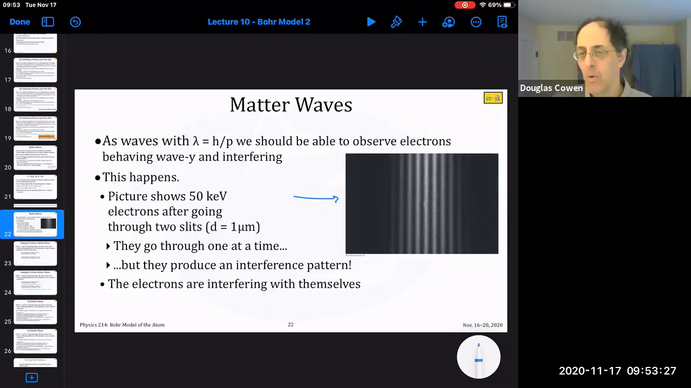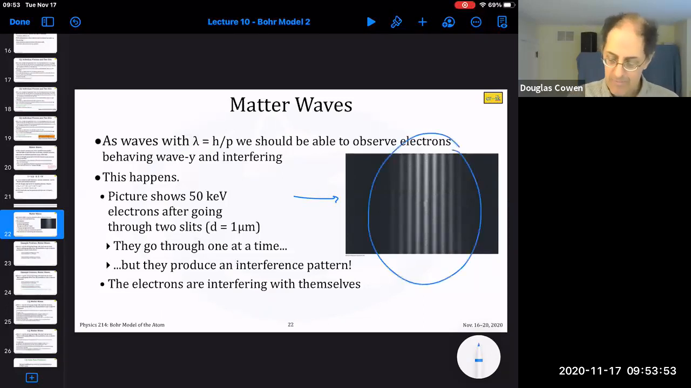And they're made one at a time, ripped off of some source, some metal. And then they're accelerated through 50 kilovolts. And then they're sent through these two slits, which are separated by one micron. And they go through one at a time. But because they have a wavelength, they produce this interference pattern shown here. So this pattern shows you where the electrons have hit the screen on the other side. There's a device similar to the CCD that registers photons. You can get devices that register where an electron hits.